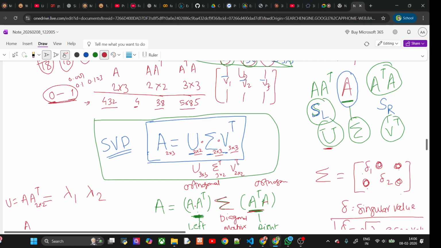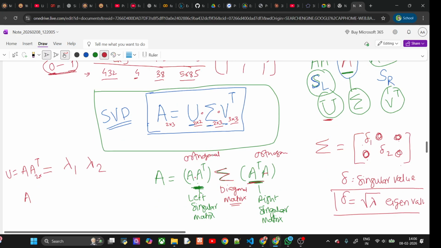Here the complete change will happen, but for the time being, for your understanding, consider these sizes: 2 cross 2 and 3 cross 3. For a basic example, you can remember it like this: 2 cross 2, 2 cross 3 and 3 cross 3. There is no problem.